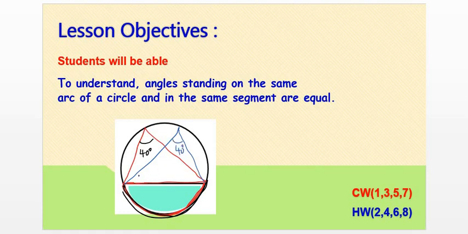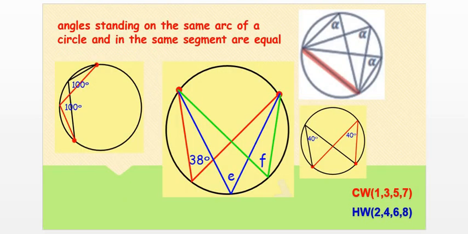So it means as many angles as you draw over here, if they are in the same segment and they are standing on the same arc, subtended by the same arc, all those angles will be of the same measurement. Clear? Let me show you more examples. Here it says angles standing on the same arc of a circle. And remember, this phrase is also very important: in the same segment.